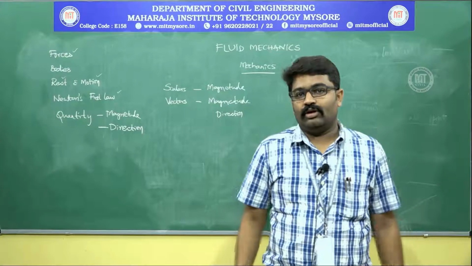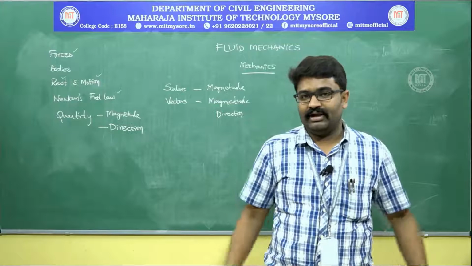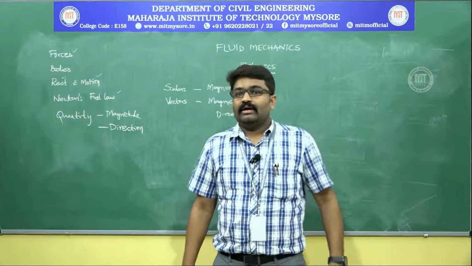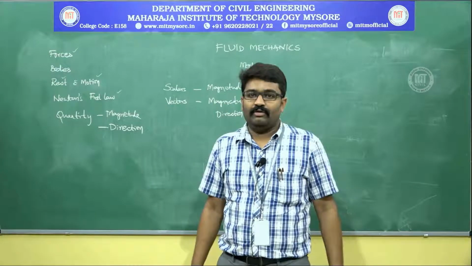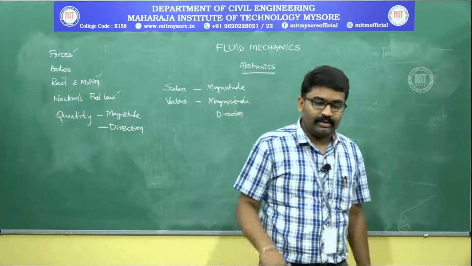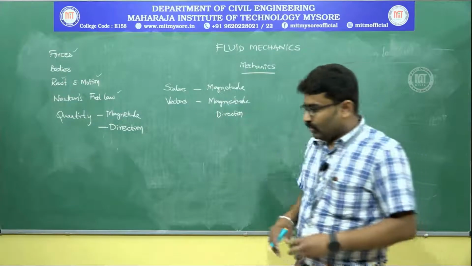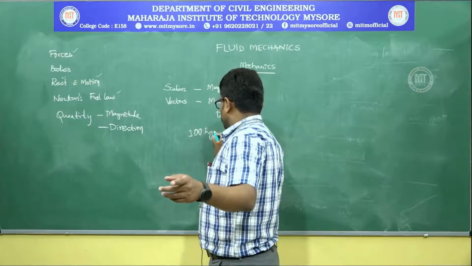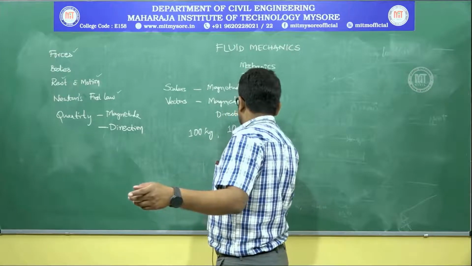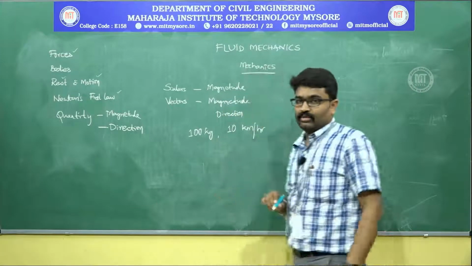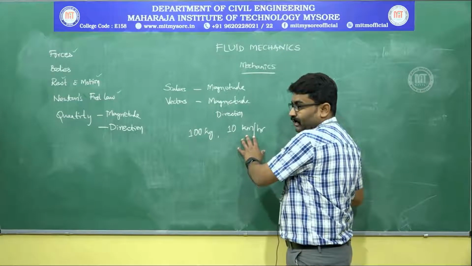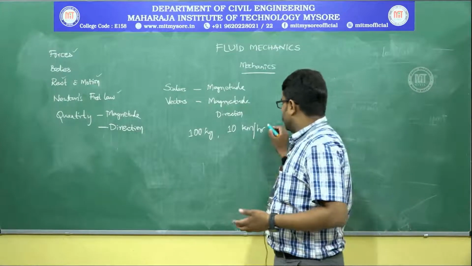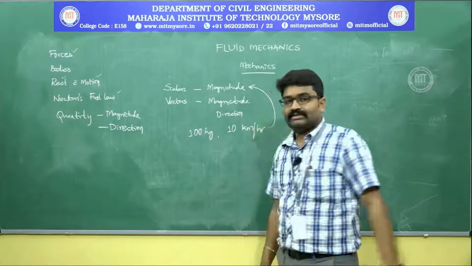I weigh 100 kilograms. Let me say that I weigh 100 kilograms and my friend weighs 50 kilograms, and I am running at 10 kilometer per hour. My friend is running at 10 kilometer per hour also. Now what I have mentioned here is, I will note it down for you, 100 kilogram and 10 kilometer per hour. These are the two things I have given. 10 kilometer per hour, in which direction I have not told. That means it is only a scalar. So this will become an example for scalar.